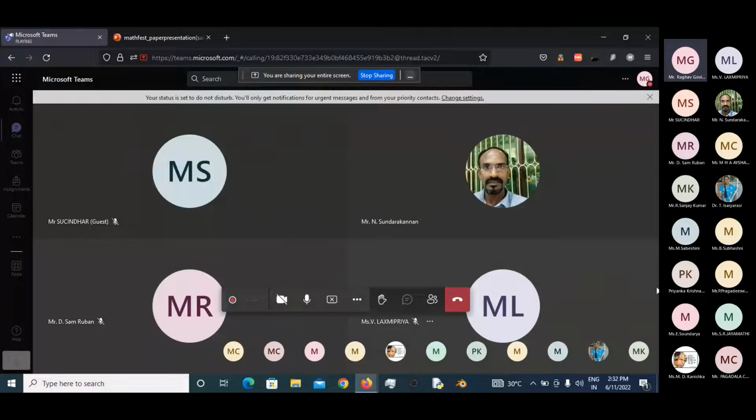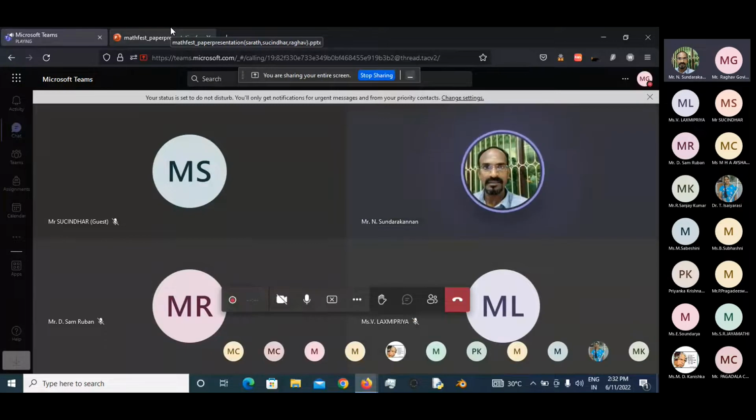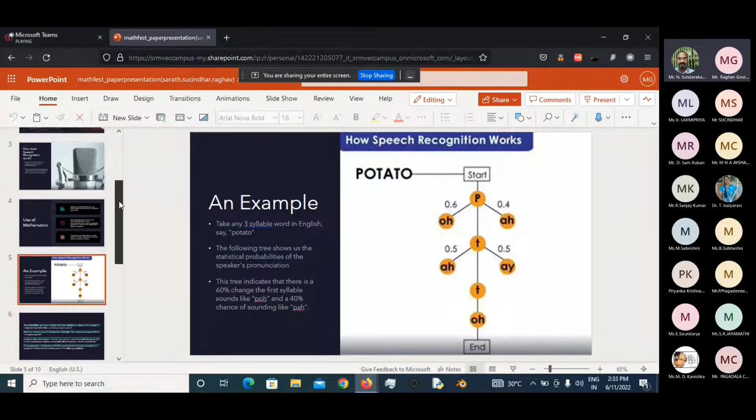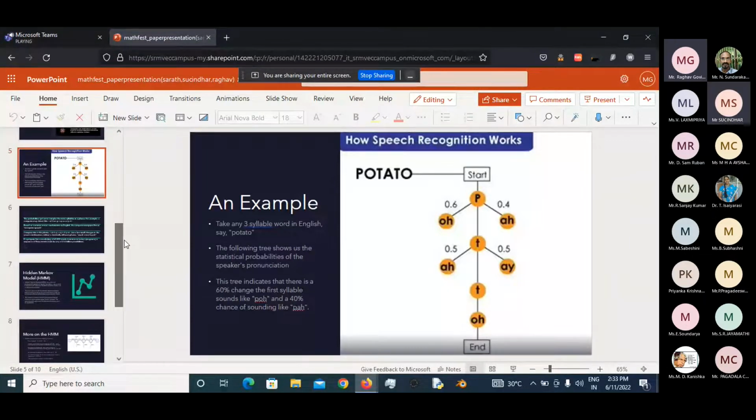Sir, can I continue? Yeah, of course. Some of the students unmuted and talking something else. So I muted that person, so we can continue. No problem. Yes. Okay. Raghav, Sarath, and Susin, all these three members are presenting here right? We now joined the meeting, sir. So me and Suchinder are presenting now. Yeah, okay. Of course. Thank you.